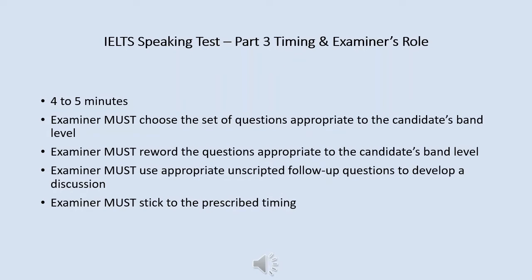Part 3 in the IELTS test is 4 to 5 minutes long. Now, the examiner, they have to choose the set of questions that's appropriate to the candidate's band level. So by part 3, the examiner has a good idea what band level that the candidate is at. And if they think a candidate is better, they'll probably start with the first set of 3 questions and then skip ahead to the second set of 3 questions. The examiner must reword the questions to make them appropriate to the candidate's band level, just so that the candidate can understand what's being asked.